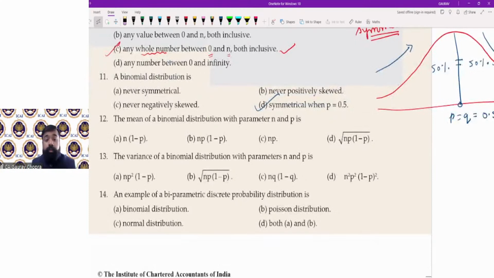Then 12th. Now what is the 12th one? The mean of binomial distribution with parameter n and p. So what is the formula for mean? Of course it is n into p. N multiplied by p.